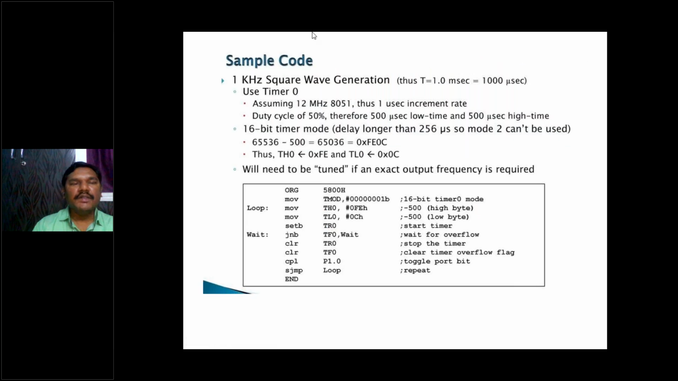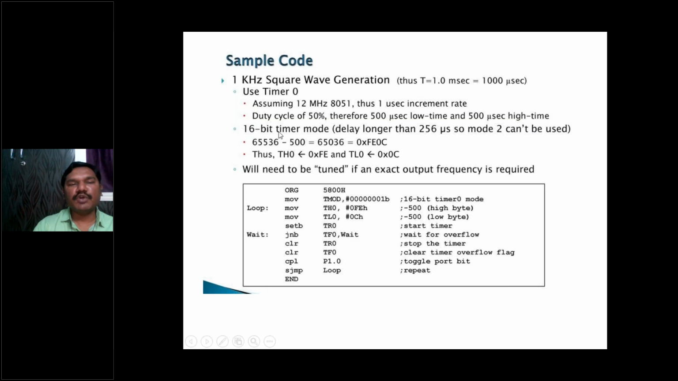So this is one more example of how to generate a 1 kilohertz square wave. 1 kilohertz square wave means 1 millisecond. So I am taking 1 millisecond as 0.5 milli plus 0.5 milli. 0.5 milli is nothing but 500 microseconds for low time and 500 microseconds for high time.